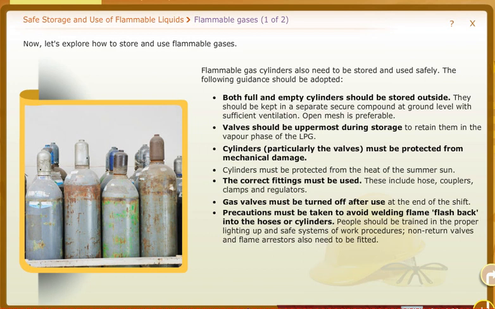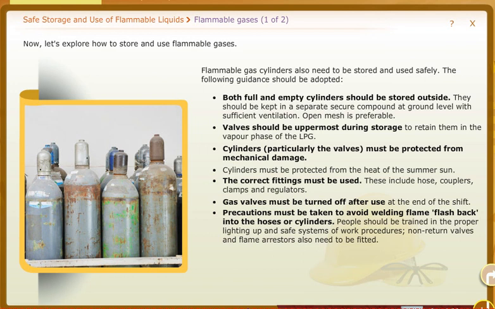Valves should be uppermost during storage to retain them in the vapor phase of the LPG. Cylinders, particularly the valves, must be protected from mechanical damage. Cylinders must be protected from the heat of the summer sun. The correct fittings must be used. These include hose, couplers, clamps, and regulators.